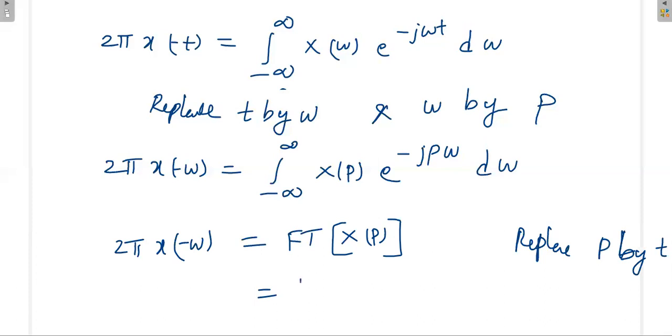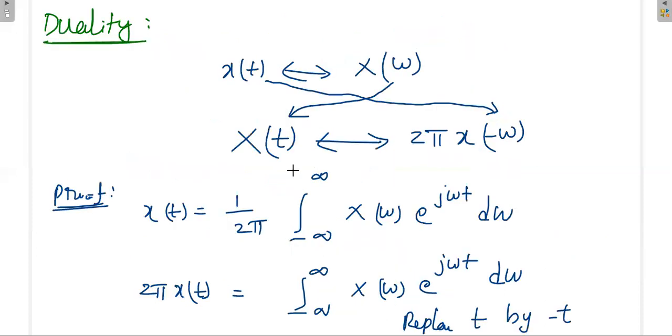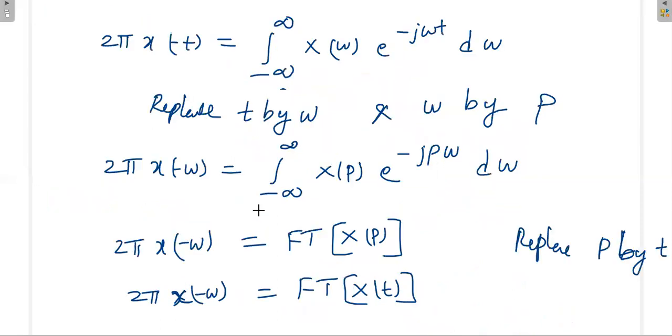So the Fourier transform of capital X of t is equal to 2 pi small x of minus omega. So that is our proof. Once you have capital X of t, then in the frequency domain it is 2 pi x of minus omega. Now we will see some examples based on this.